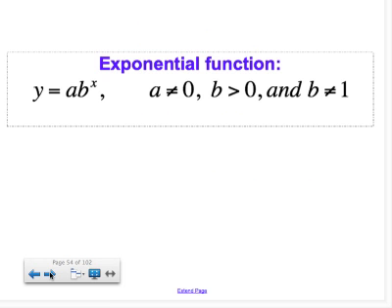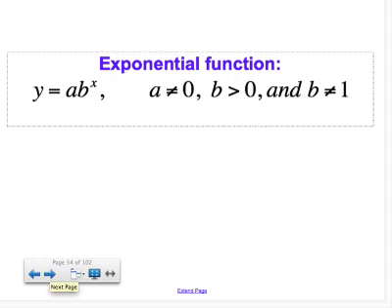First of all, here is what an exponential function looks like: y equals a times b raised to the x power. You'll notice some restrictions here. A can't be 0. Obviously, if a was 0, you'd have y equals 0 times b to the x. Well, that's just 0, so you have y equals 0. That's a line, we talked about that first semester. Y equals 0 would be a horizontal line.